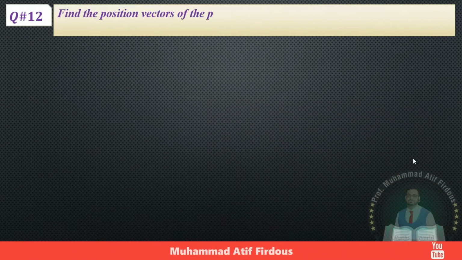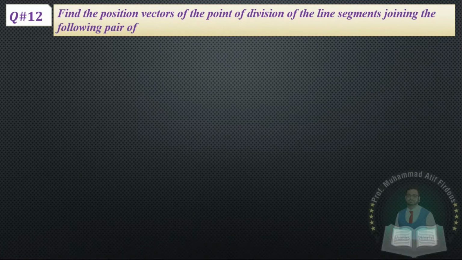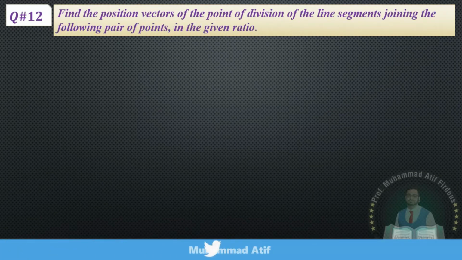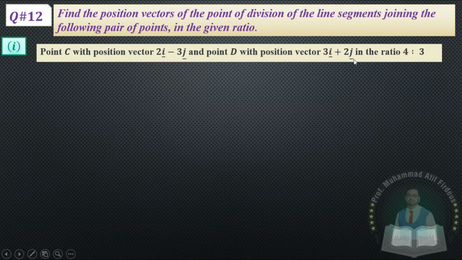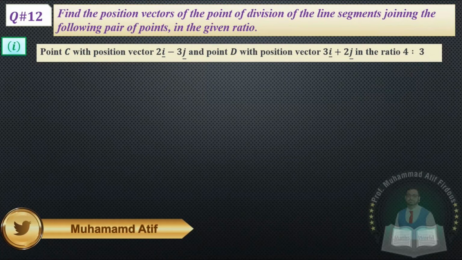and it states that you have to find the position vector of the point dividing the line segment joining the following pair of points in the given ratio. In part 1, we have given 2 points, point C with position vector 2i minus 3j and point D with position vector 3i plus 2j, and a ratio 4:3. You have to find the position vector of the point dividing this line segment.